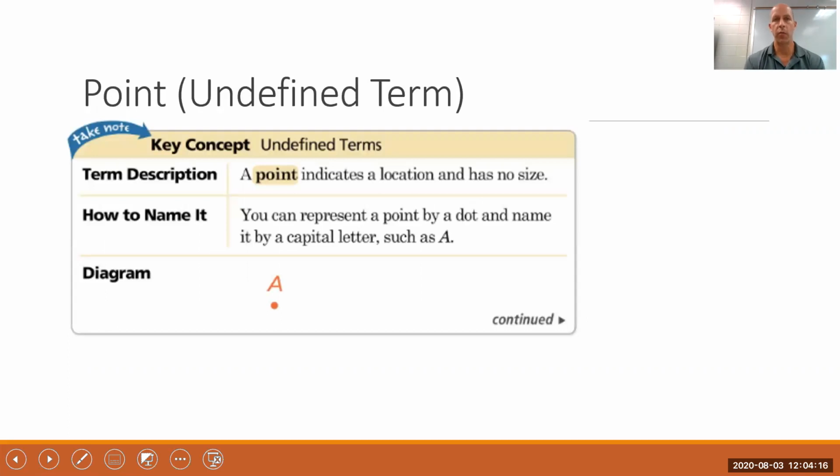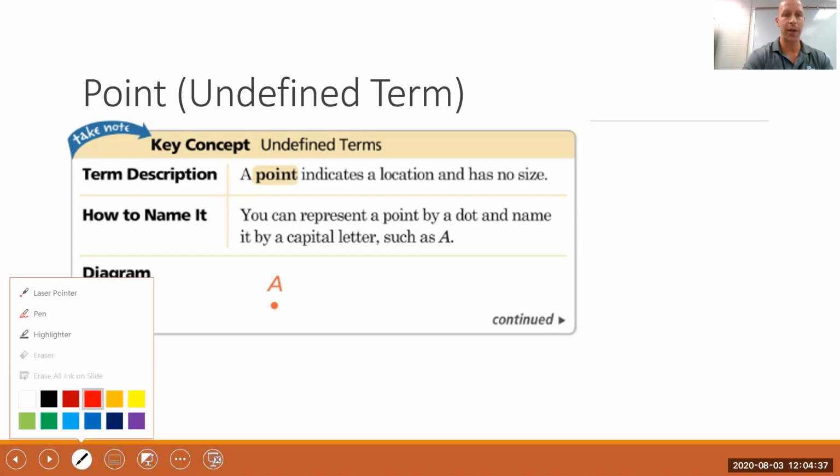So our first term, which is technically undefined, and the reason it's undefined is because when you try to define it, you have to circle around it. We'll talk about it in class, but you actually can't define it. You guys probably already have a pretty reasonable idea, though, of what it means when I say the point A.